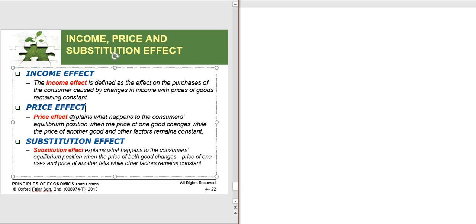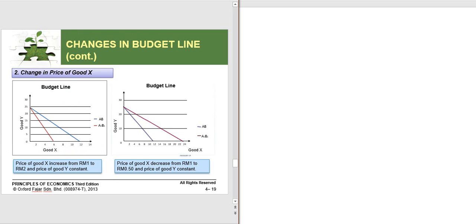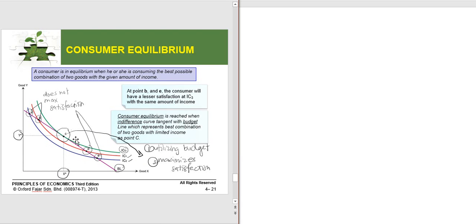Price effect, on the other hand, explains what happens to the consumer's equilibrium position when the price of one good changes while the price of another good or other factors remain constant. So this is for this case. When there is a change in the price of good X, we assume that the price of good Y stays the same. When the price of good X changes, whether it increases or decreases, the budget line will change. So when the budget line changes, the consumer equilibrium will also change.